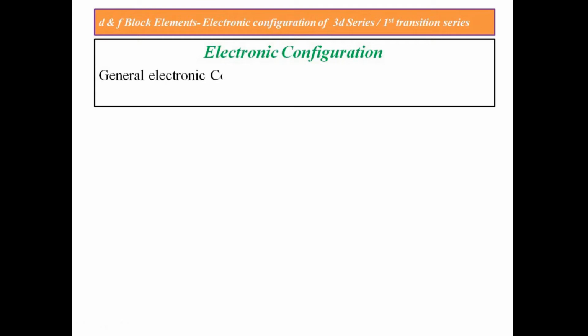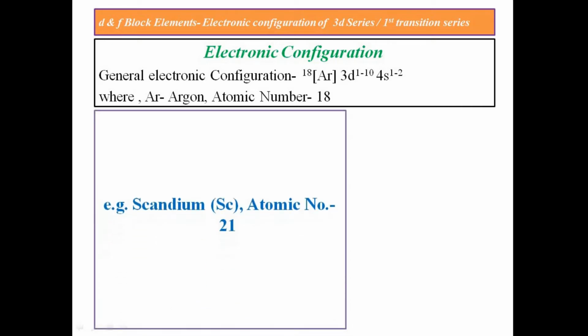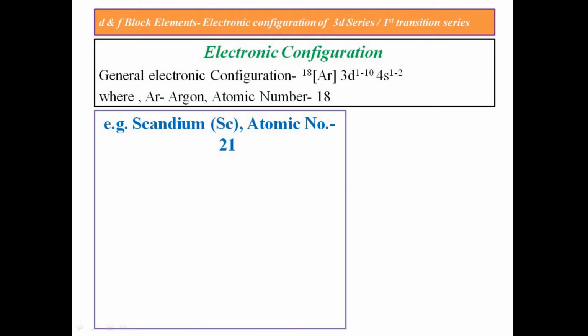The general electronic configuration for the first transition or 3d series elements is written as [Ar] 3d1 to 10 4s1 to 2, where Ar, argon, has atomic number 18. Then we will take one example from the 3d series, the first element, scandium. Its symbol is Sc, atomic number 21. How can the electronic configuration be written?